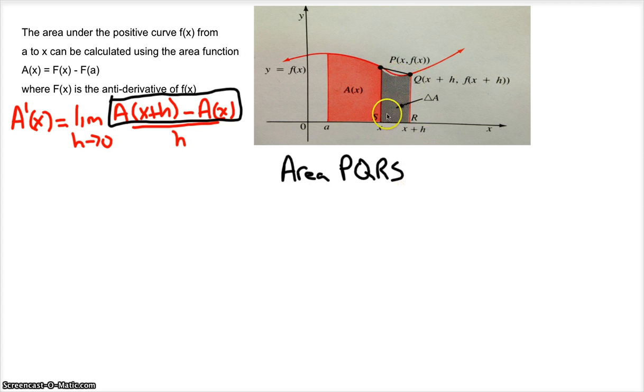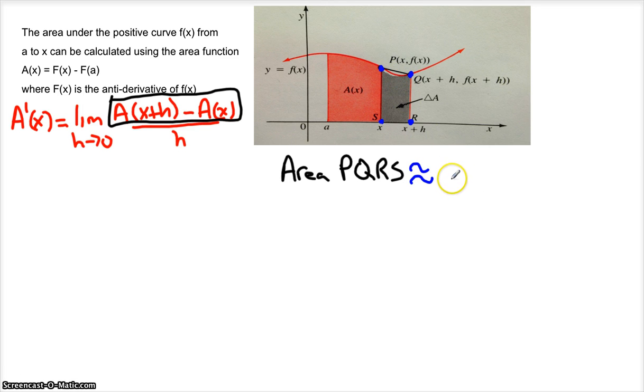So this gray region here, PQRS, is approximately equal to, well, I drew a trapezoid here, PQRS. That's a trapezoid. This area here, the gray region, is almost the same as the area of the trapezoid. The trapezoid is a little bit more because there's this extra space here. So it's approximately equal to that.